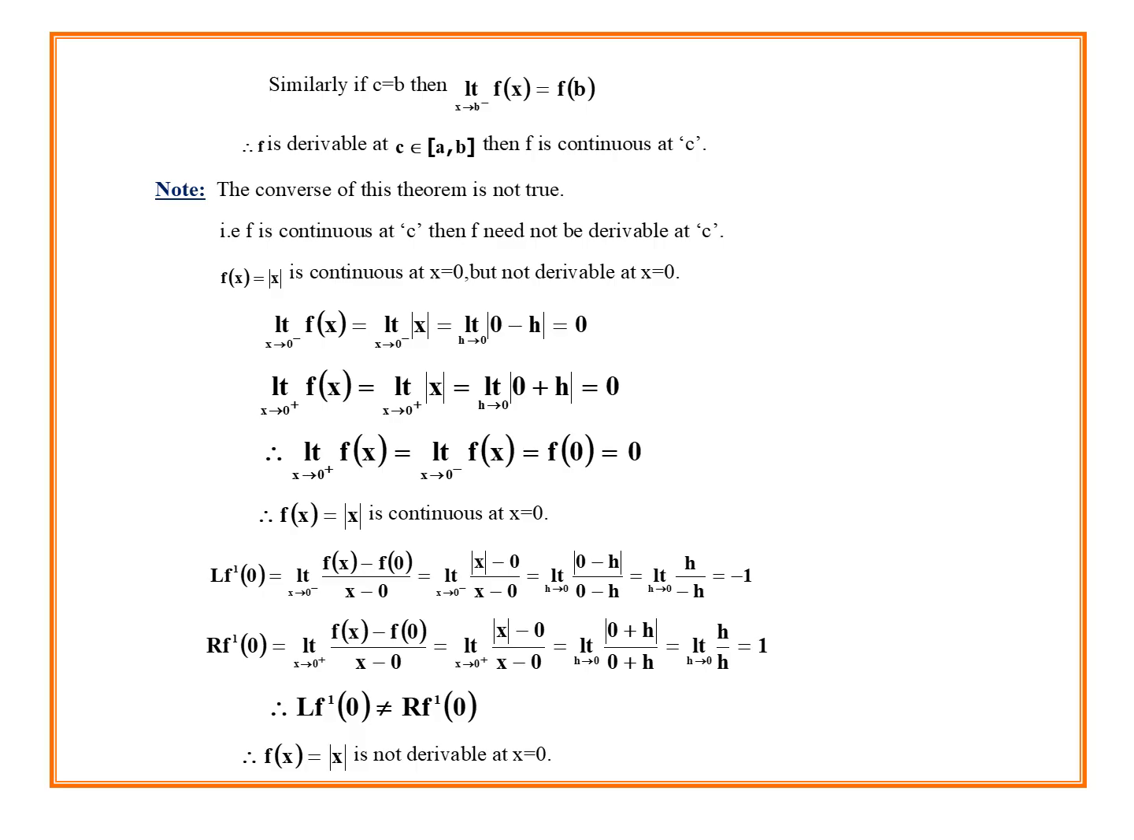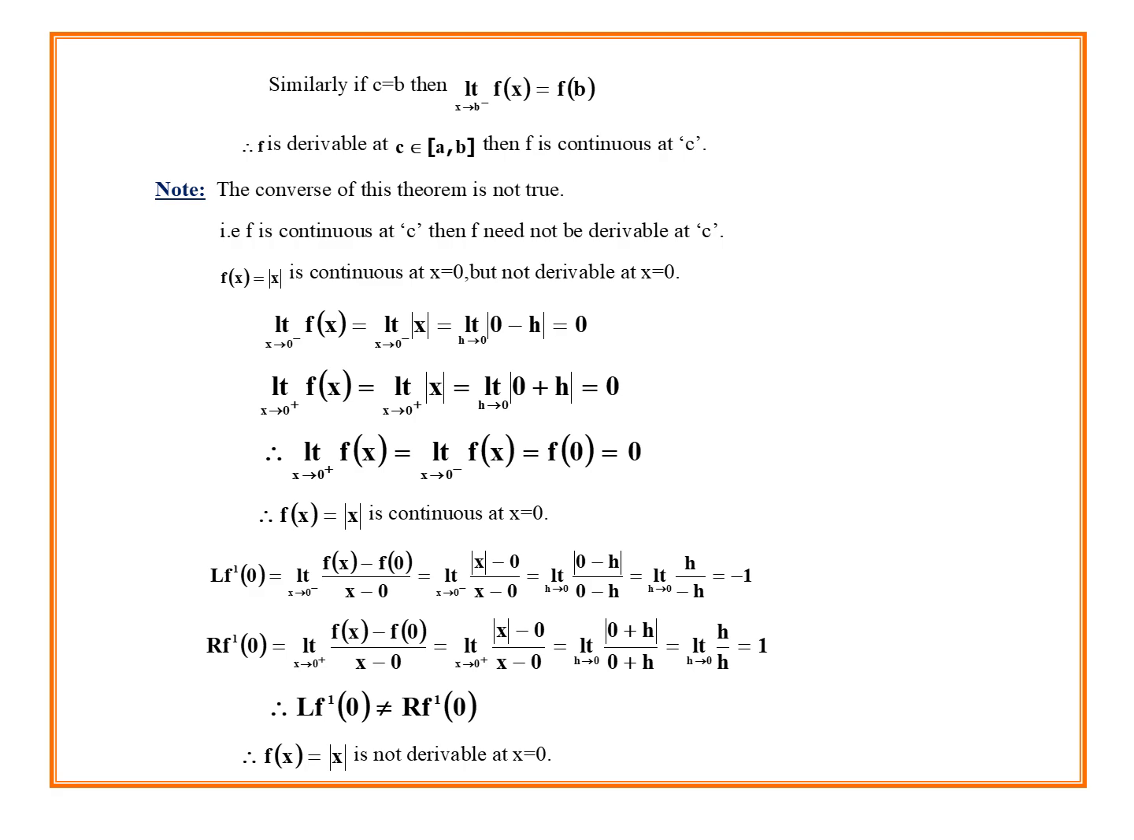f of x is equal to mod x. We are taking one example for the note. f of x is equal to mod x is continuous at x is equal to 0 but not derivable at x is equal to 0. f is continuous but f is not derivable at x is equal to 0.